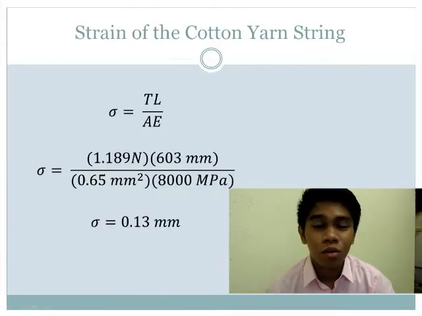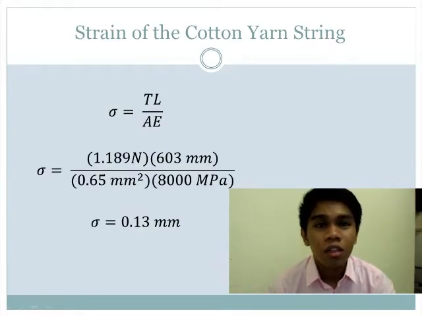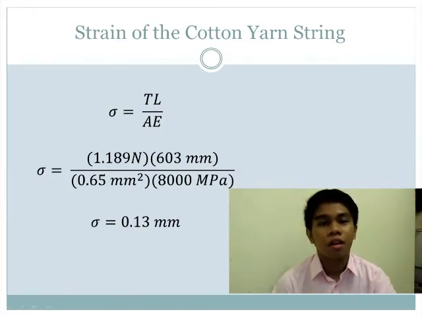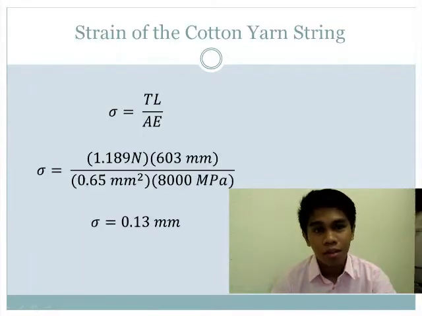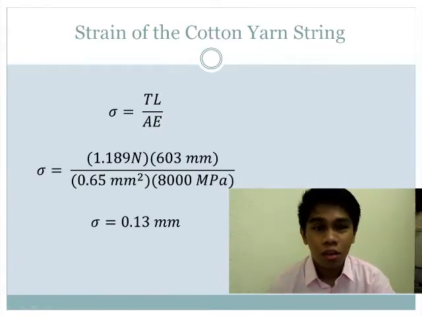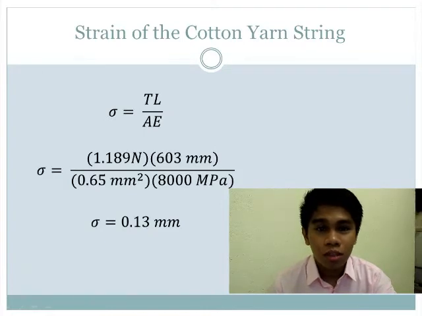Next thing that we are going to compute is the strain of the cotton yarn string. As we have learned, the elongation of the string is equal to the force times the length of the string over its cross-sectional area times the Young's modulus. The Young's modulus that we are going to use, we have searched from the net, and the value that we have come up with is equal to 8 gigapascals, which can be translated to 8,000 megapascals, and the length of the string that we have used is equal to 603 millimeters.